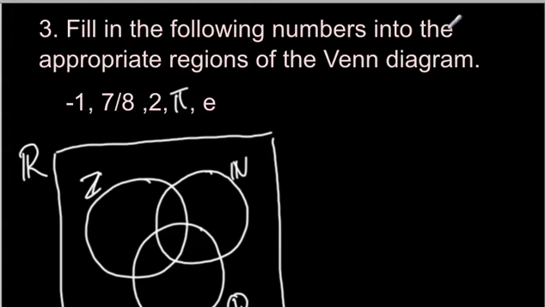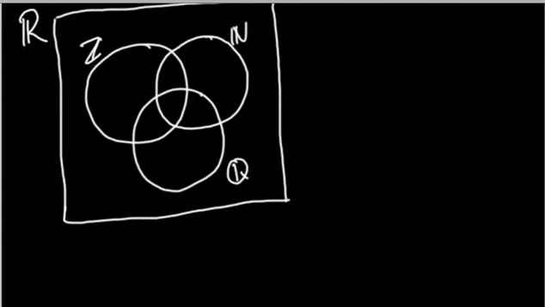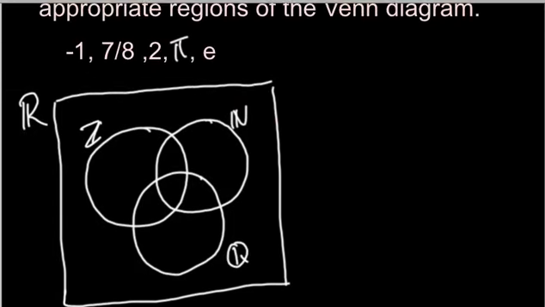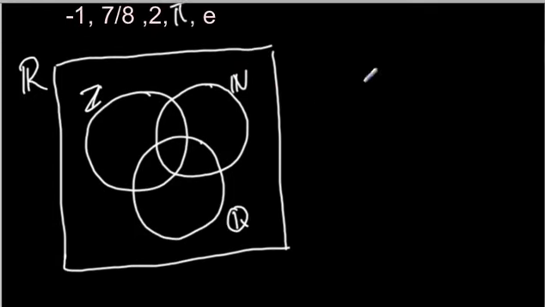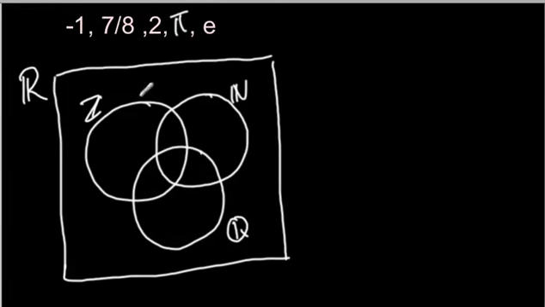Okay, fill in the following numbers into the appropriate regions of the Venn diagram. Let me scroll down a little bit so you can actually see the diagram. Okay, so these are the numbers, and this is the diagram. The entire thing is the real number system. Here is Z, which stands for the integers. Here are the natural numbers, which are a subset of the integers, and here are the rational numbers. The first thing you should try is to eliminate possibilities, because this is kind of a trick question. So let's do a quick review of all the number systems.